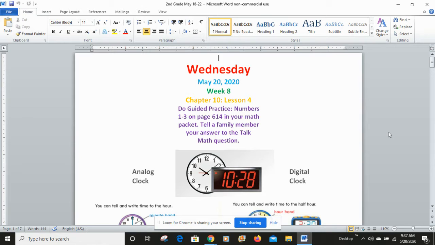We are on week 8 of distance learning, and we're looking at chapter 10, lesson 4. The matrix says, do guided practice numbers 1 through 3 on page 614 in your math packet. Tell a family member your answer to the talk math question.